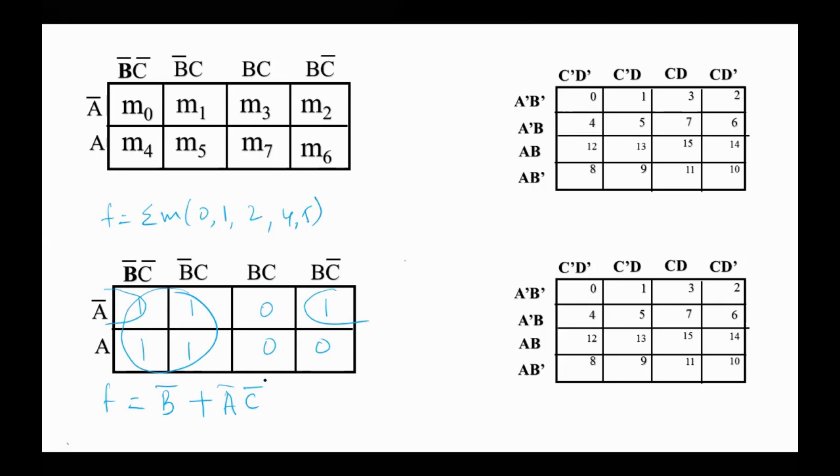And suppose that we have a function of four variables, with the ones as shown here. So we can group these four together as not C, D, or, and these four together as C, not D, or. The remaining two ones here, it's wrong to take them alone. We can't take them this way. So we have not B, not D.